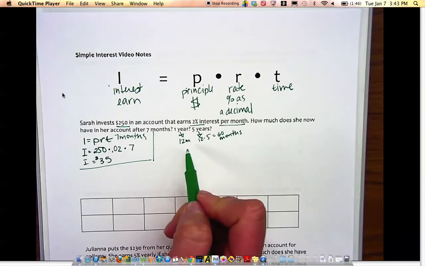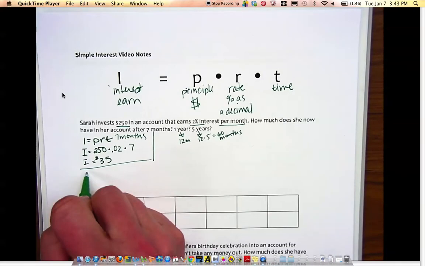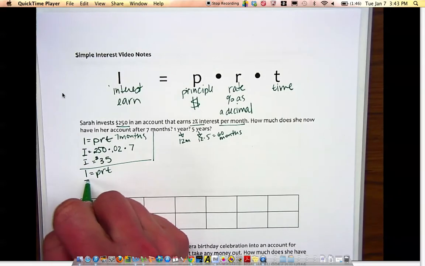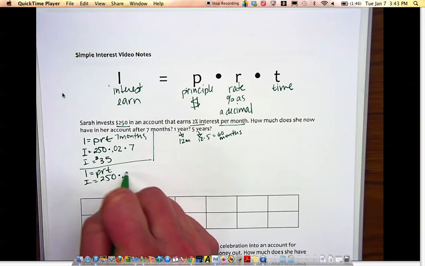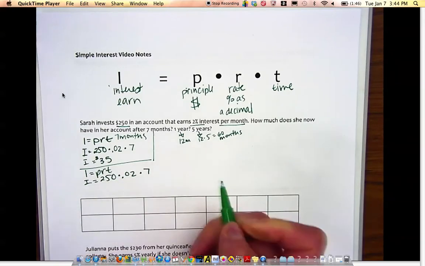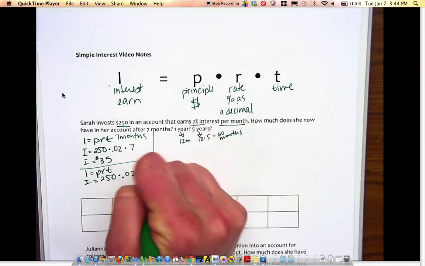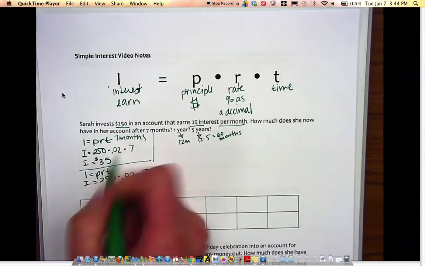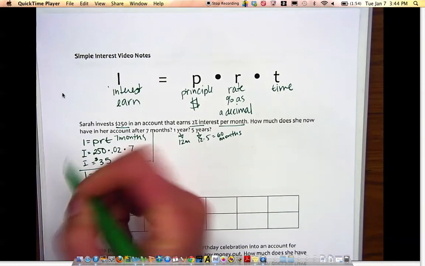Now I'm going to do the same thing again, this time for 12 months. I'm starting by writing my formula. Trying to get my interest, $250 times 0.02 times 12 months. There we go. So 250 times 0.02 times 12 gives me $60. So the interest earned is $60, and this is 1 year.